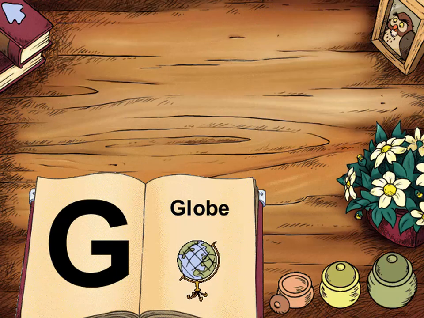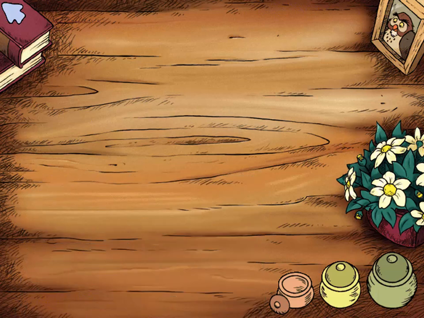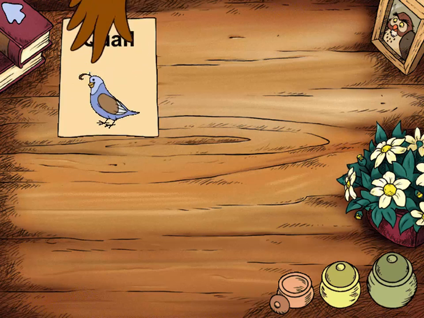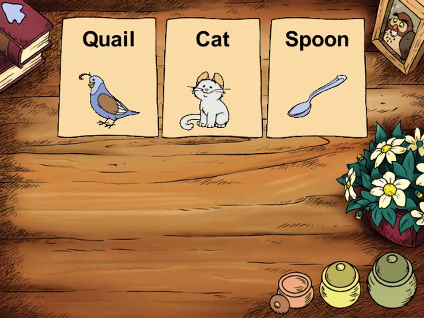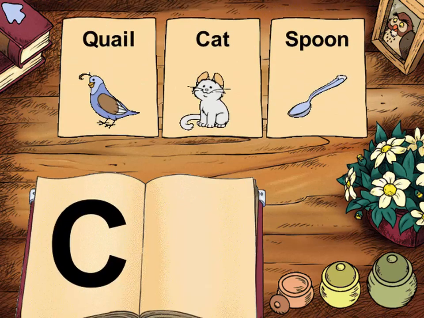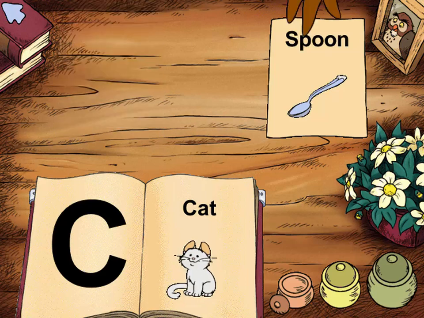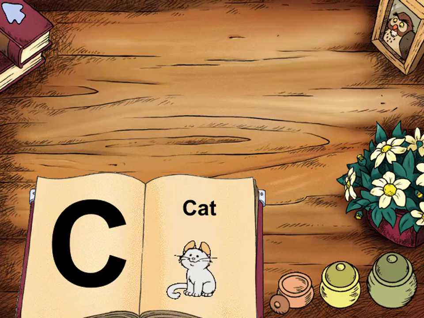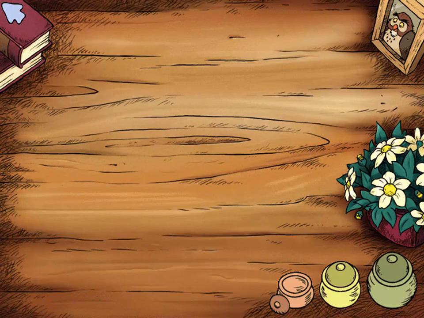Splendid! That's exactly right. G. Globe. I shall find the 100-acre wood on my globe. More words await you, my friend. C. Cat. A cat is a curious creature. Are you ready to read more words?